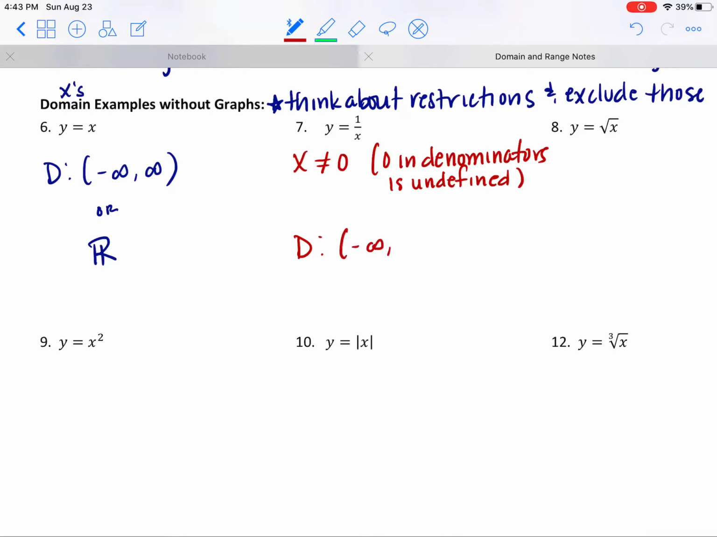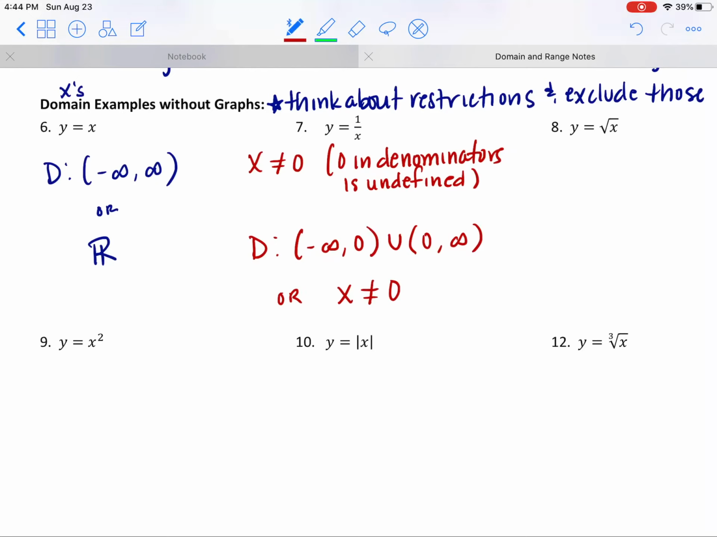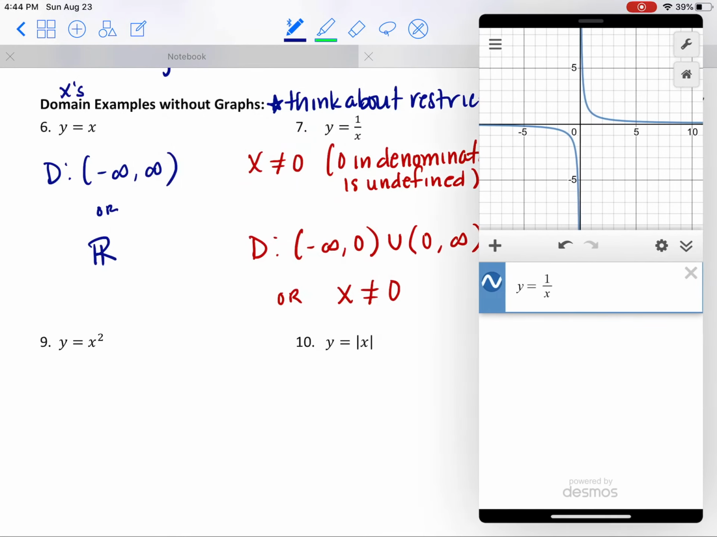Everything before 0 and everything after 0 would be fine, right? X just cannot be 0. Okay. Let me scooch this over. Alright, how about number 8? Again, I can look at the picture. Let's go ahead and take a little cheat.